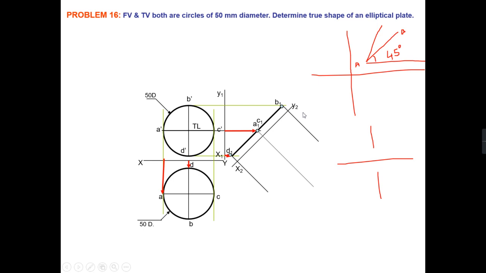So this is how we can draw the lines, and after that I will take all the distances of the points and I will mark them on the perpendicular lines. So this is how we are going to get the true shape of the elliptical plate, right? So your projection of plane part is completed. In the next class, we are going to see the projection of the solids.